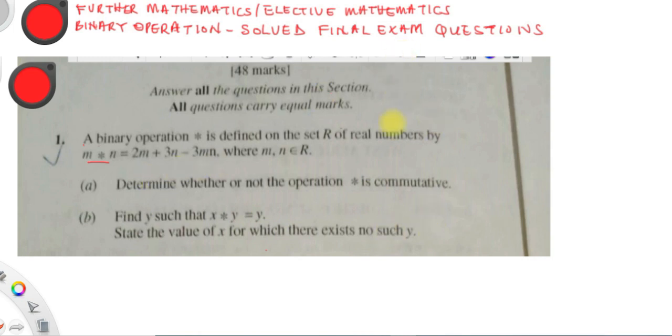Okay, the first one. So this is the question. Normally, we have to write the question. It's the theory question. We are given m star n is equal to 2m plus 3n minus 3mn, and we are told that m and n belong to the set of real numbers. So we should determine in A whether or not the operation star is commutative.